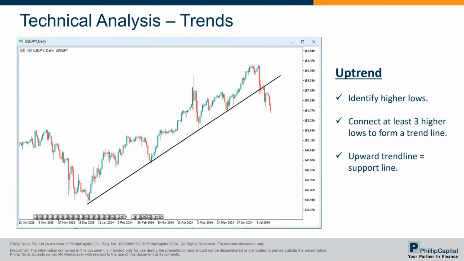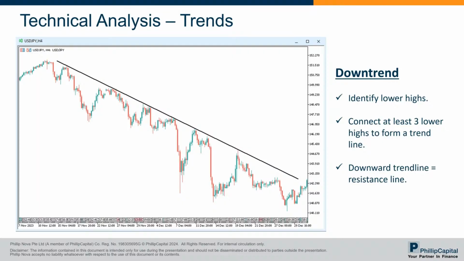You are able to identify an uptrend by connecting a series of higher lows. By textbook definition, if you are able to connect at least three higher lows to form a trend line, there you have an uptrend. And that line that you have managed to draw would serve as a support line. On the other hand, there's also a downtrend, and a downtrend is identified if you are able to connect at least three lower highs that you can form a trend line with.